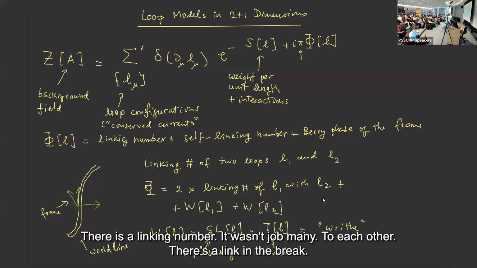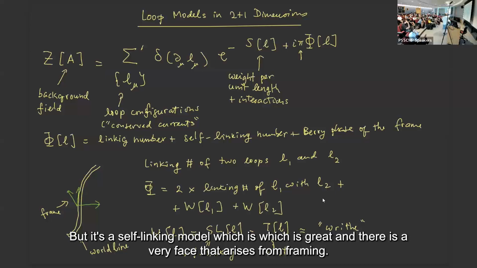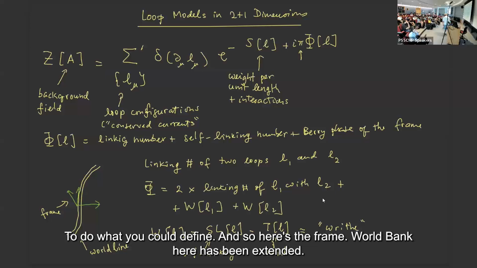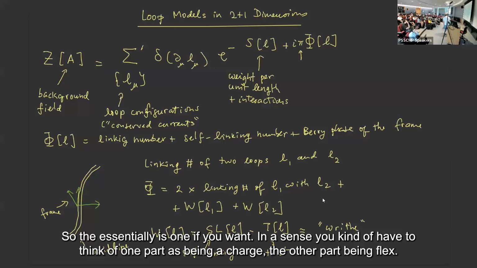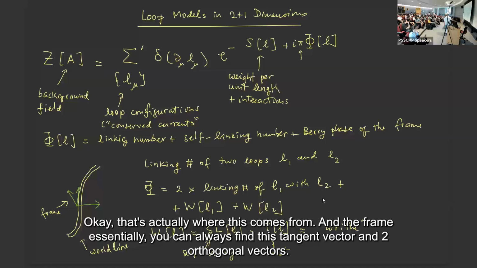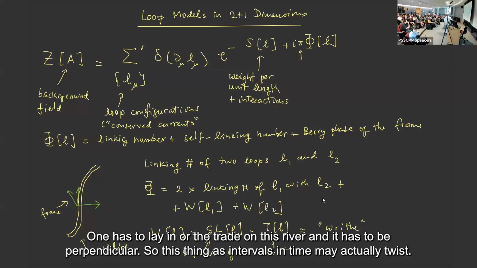There is a self-linking number, which is what I described, and there is a phase that arises from the framing of this loop, the way you define it. And so here's the frame. So the world line here has been extended to essentially a ribbon, if you want. In a sense, you kind of have to think of one part as being a charge, the other part being a flux. Okay, and that's actually where this comes from. And the frame, essentially, you can always define the tangent vector and two orthogonal vectors. One has to lie flat on this ribbon, and the other has to be perpendicular. And so this thing, as it evolves in time, may actually twist.